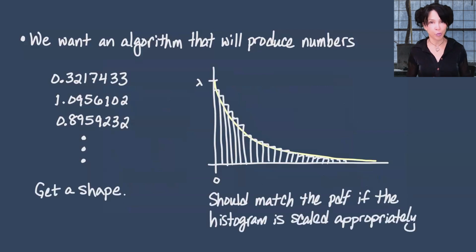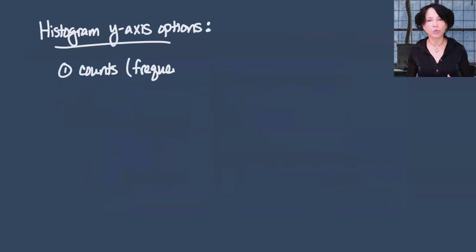is scaled appropriately. Remember, the PDF is a curve under which area represents probability, and we want our histogram areas of the rectangles to also represent the probability of seeing a number in that particular bin based on what we've seen in our sample. So what can you do for the y-axis when building a histogram? You basically have 3 options. Number 1 is that your y-axis could have counts or frequencies. So this is where the height of the bar is the total number of values in your long list generated that fell in the particular bin of interest.